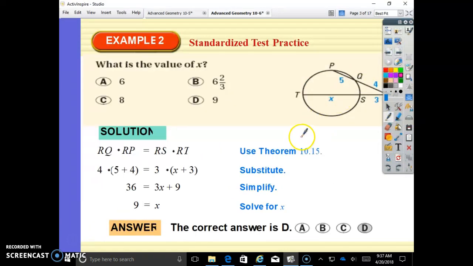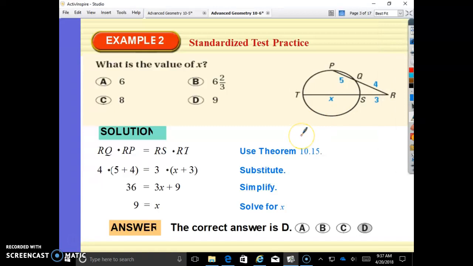What is the value of x? So on this type, this is the kind where we have our angle on the exterior of the circle, right? So this I call outside times whole equals outside times whole. Outside times whole equals outside times whole.